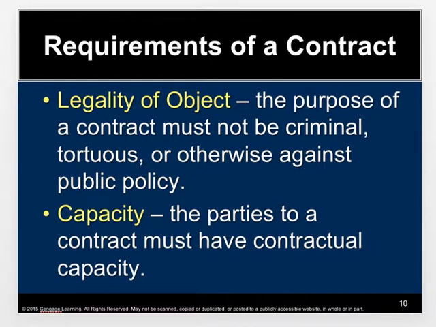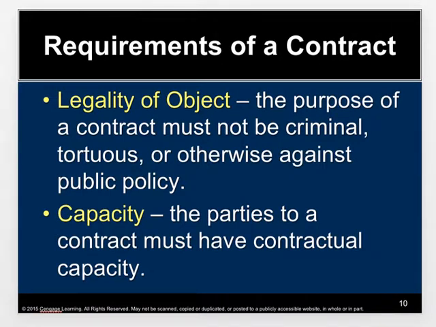Here's another very important subject, and it has to be legal, right? The purpose of the contract has to be legal, so it can't be criminal, it can't be tortious, or otherwise against public policy. So in other words, if I enter into a contract to purchase 1,000 pounds of cocaine, then that's not a valid contract because it's an illegal contract. It's for criminal conduct. So the courts will not enforce that. Just as a matter of public policy, we're not going to enforce criminal contracts. So again, that's just an example of that.